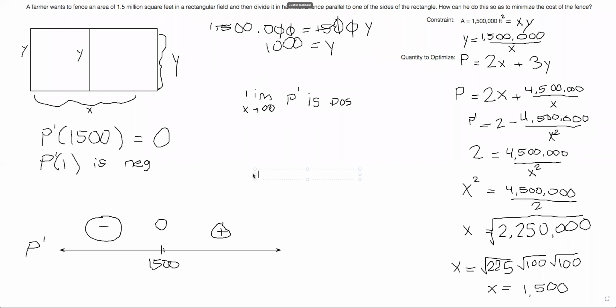So the complete solution would be this. These dimensions produce the smallest cost of the fence.